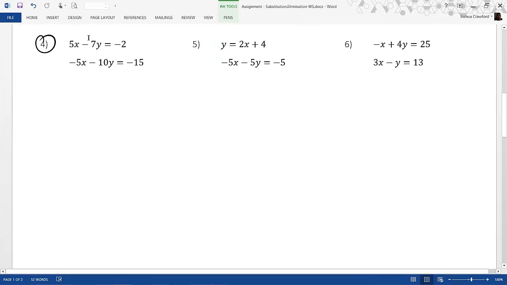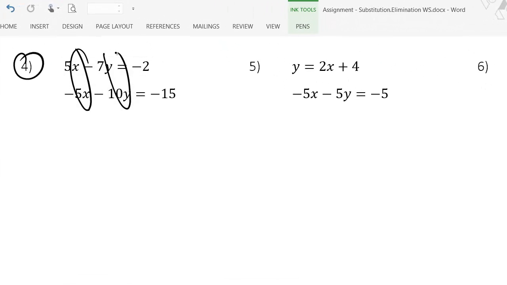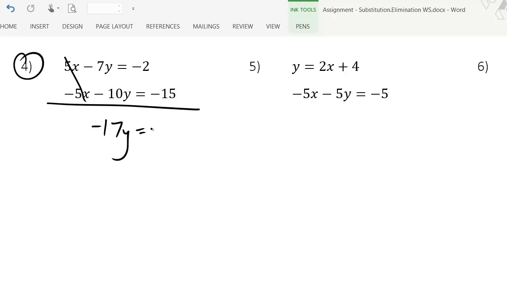Okay, number 4. We have our x's and our y's lined up, so therefore we can use elimination. So we're going to want to add down already. Well, first of all, what do we want to cancel? Let's go ahead and cancel the x's because it's already set up for us. We already have a positive 5 and a negative 5, so that when we add down, they'll cancel. So the x's cancel, and then we're going to add our y's. So negative 7 plus negative 10 is negative 17y. Negative 2 plus negative 15 is negative 17.